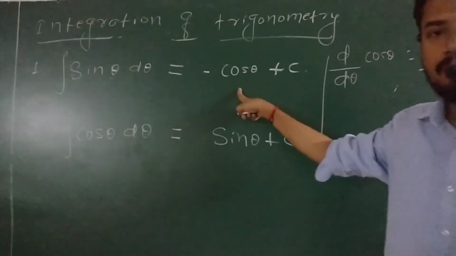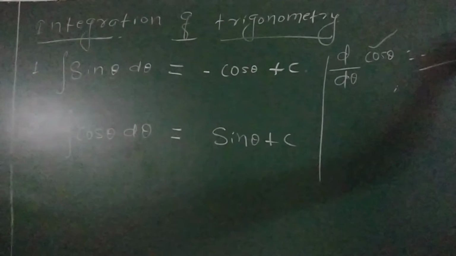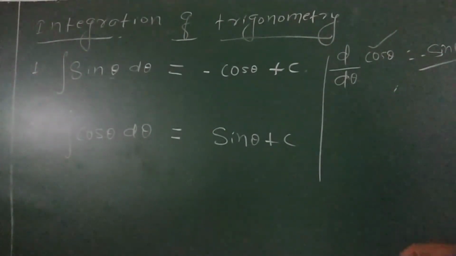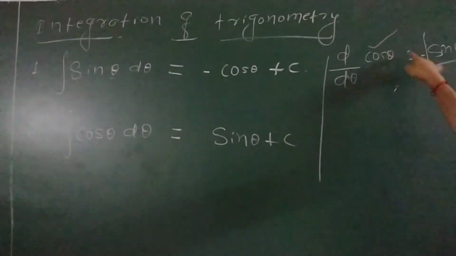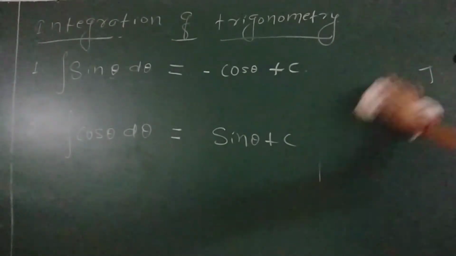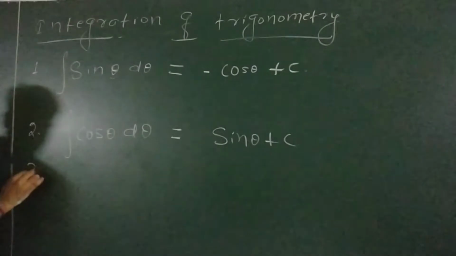Getting my points? Here differentiation of cos will give you minus sine theta, right? So integration of the sine will give you minus cos theta. This minus will be shifted this side. Because of that, this is called reverse process of differentiation.